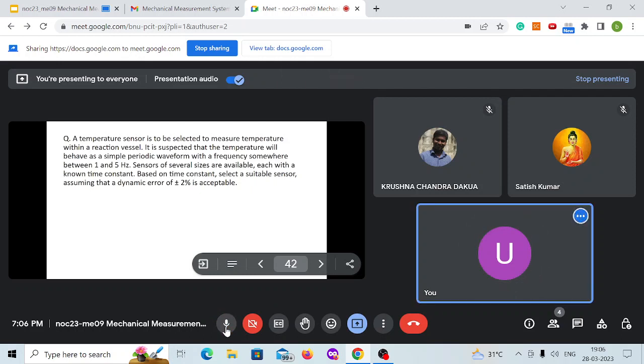I'll repeat the question. We have a reaction vessel, and we have to measure the temperature within the reaction vessel. We need to use a temperature sensor, and we have multiple temperature sensors, and we know that it behaves in a periodic waveform. So it's a frequency response system, and the frequency lies between 1 and 5 hertz. They say we are able to choose a sensor based on its time constant, such that the dynamic error will not go above plus or minus 2%.